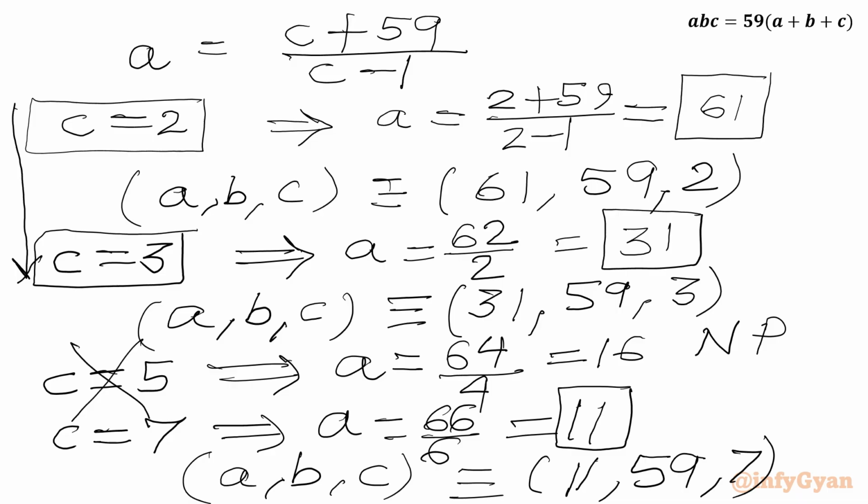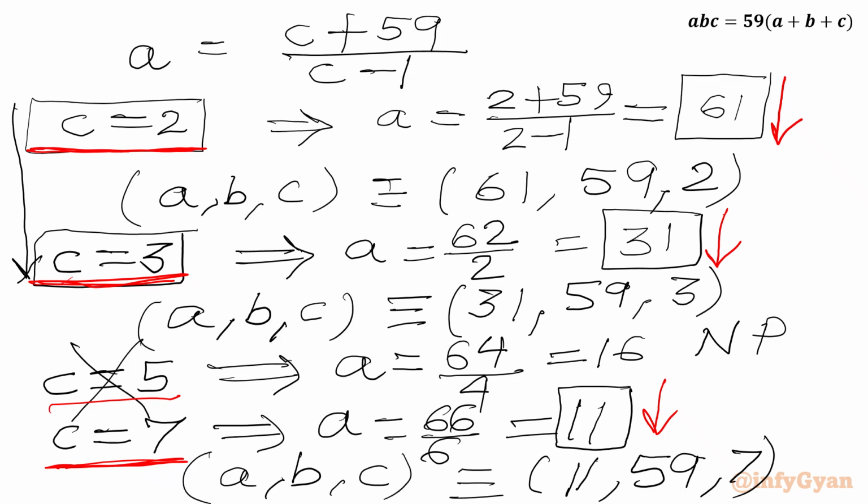We started with raising the value of C: C = 2, 3, 5, 7. We are getting A in descending order, or decreasing form: 61, 31, 11 and so on. So we have to reach A equal to 2. Once we attain A equal to 2, we have to stop.